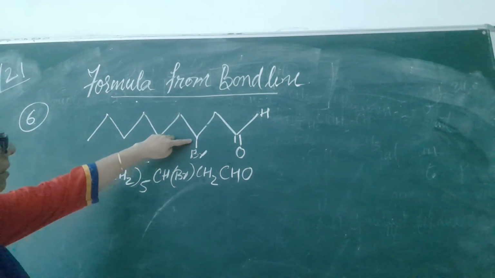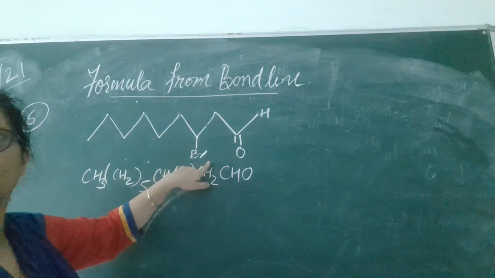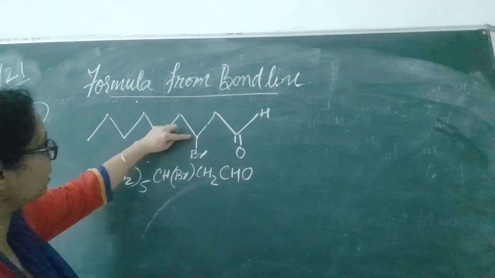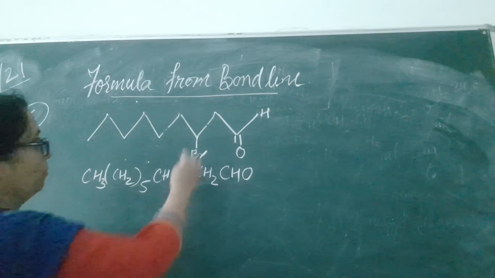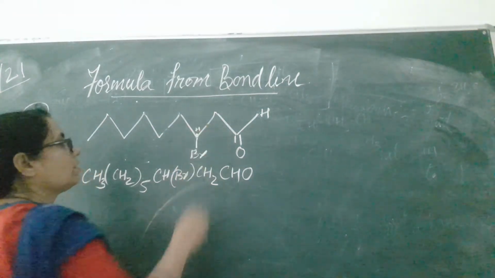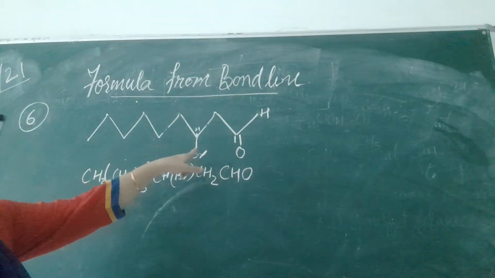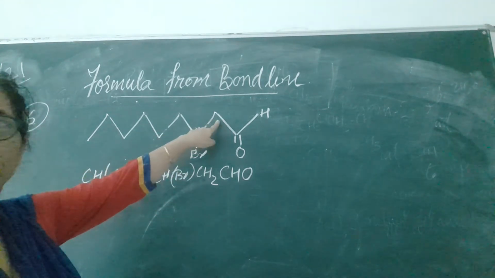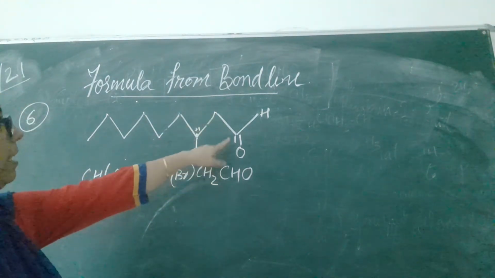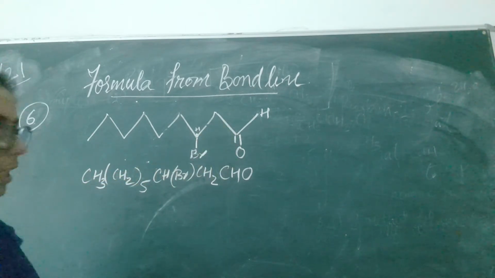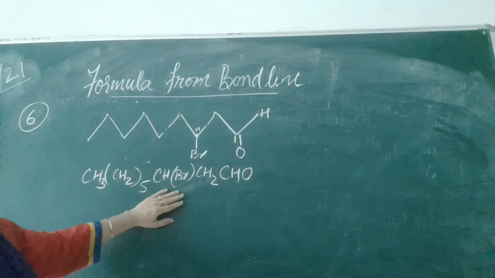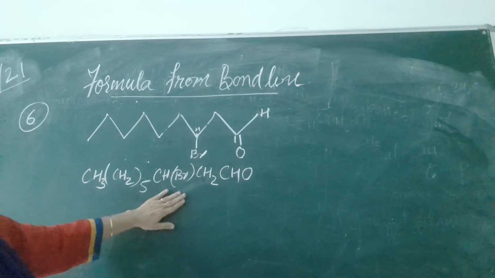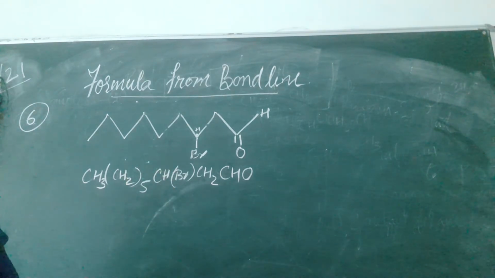Then the carbon carrying the functional group should be mentioned. This carbon should have 4 bonds. One hydrogen is always there. That is why they make a 4 bond here. So this CH with the Br here, again a CH2 group here, then finally the CHO functional group attached to it. So in this way you can write down the condensed formula for the bond line structure.